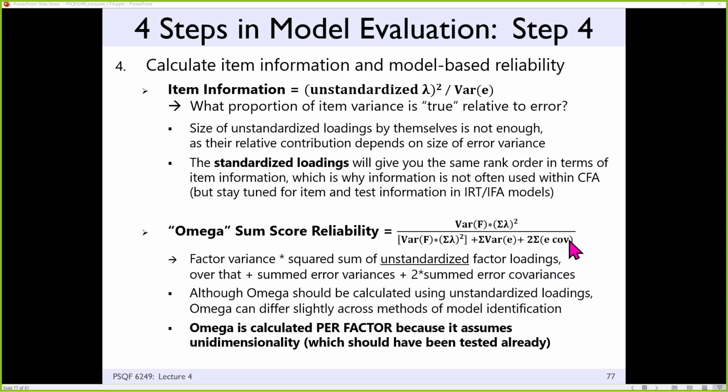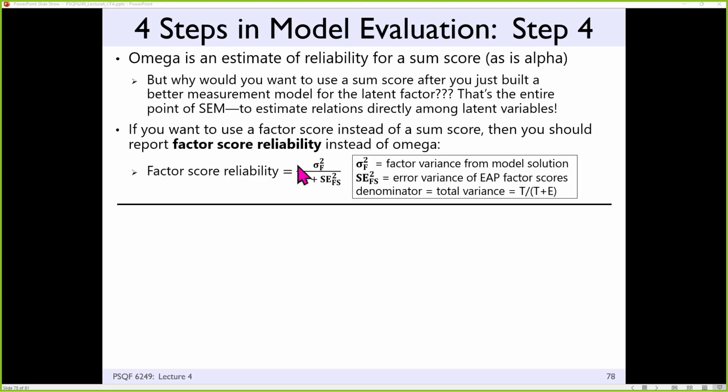So in your methods section, this is what I would give them. I would give them omega if you're planning on adding items up and working with sum scores. Another one is factor score reliability. This one I have not seen discussed as much as omega, but it's an alternative, particularly if what you're going to do is output factor scores and treat those as your observed variables instead of sum scores.